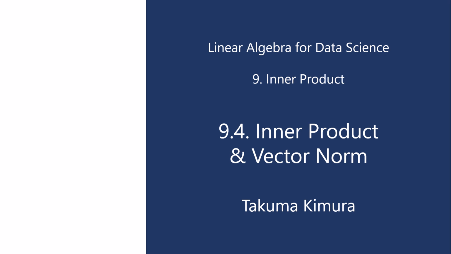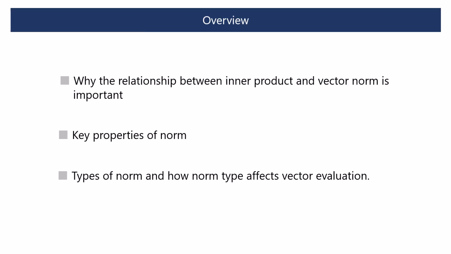Chapter 9, Section 4, Inner Product and Vector Norm. In this section, we will explore why the relationship between inner product and a vector norm is important. Key properties of norm. Various types of norm and how the choice of norm type affects vector evaluation.